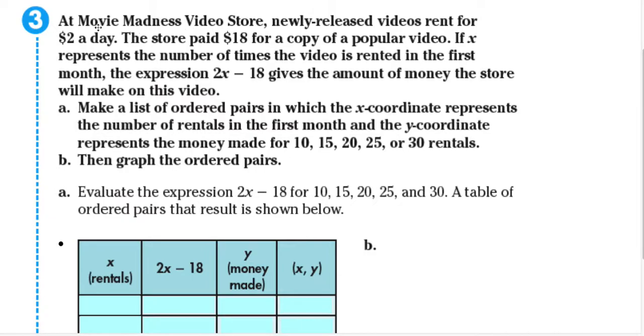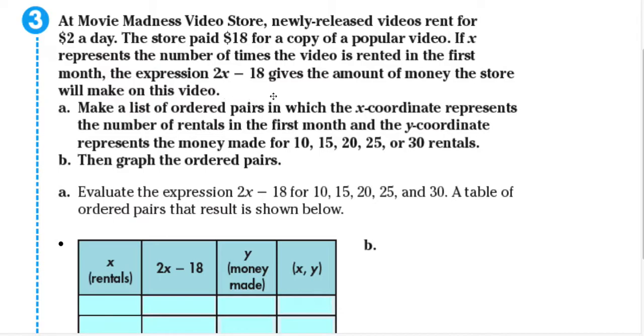Let's analyze the problem. At a Movie Madness video store, newly released videos rent for $2 a day. The store paid $18 for a copy of the popular video. So this is a constant. This does not change. What changes? The number of rentals. If x represents the number of times the video is rented in the first month, that will be your x. The expression 2x minus 18 gives the amount of money the store will make on this video. We subtract 18 because 18 is the cost, and to be able to find profit, you need to subtract the cost.